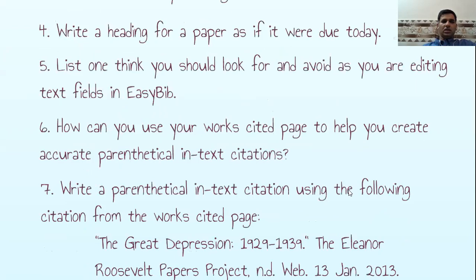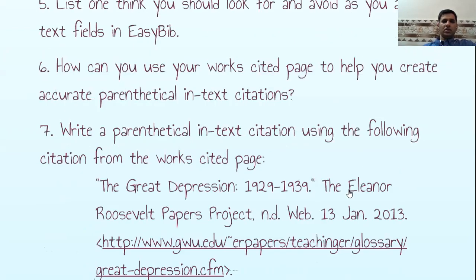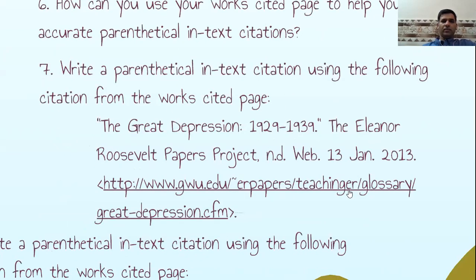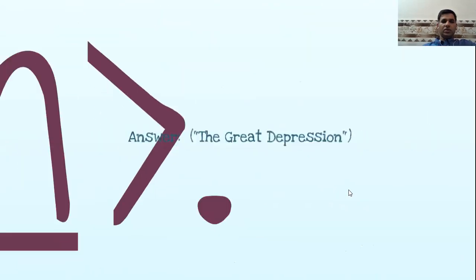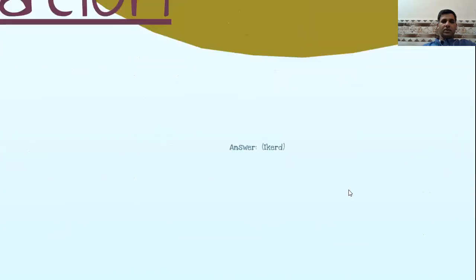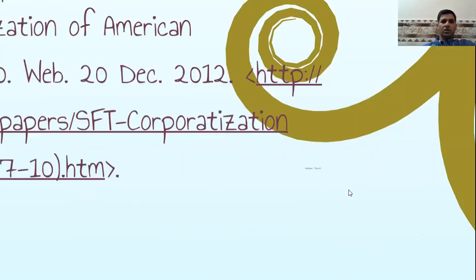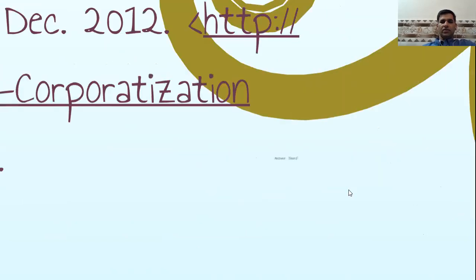List one thing you should look for and avoid as you are editing. EasyBib, how you can use it. Use the works cited page for accurate parenthetical citations. Write a parenthetical in-text citation using the following citation from the works cited page. So this is an example: the Great Depression. And then this is the answer to the last question.